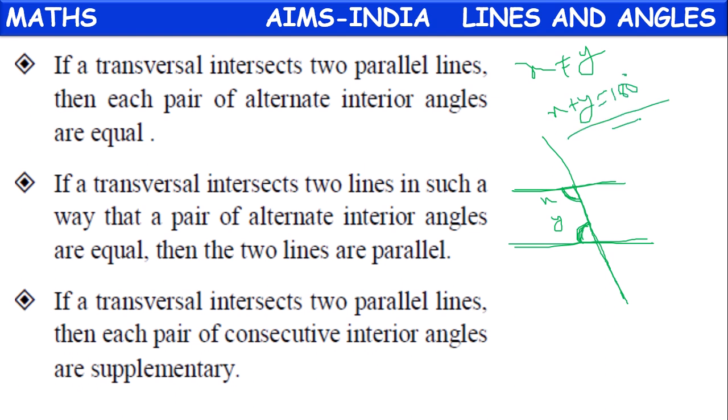They are supplementary. Whereas if this is x, upside of the transversal, and this downside angle is z, then x and z are called alternate interior angles. Alternate interior angles are always equal. Angle x equals angle z.